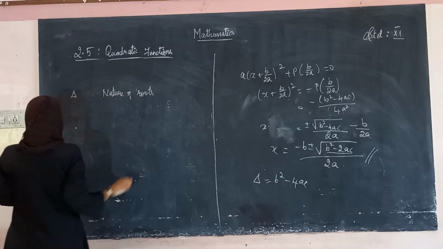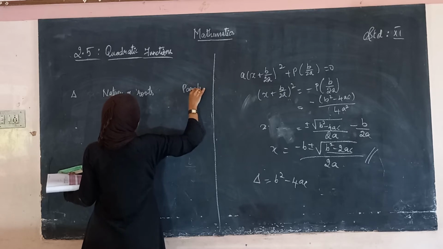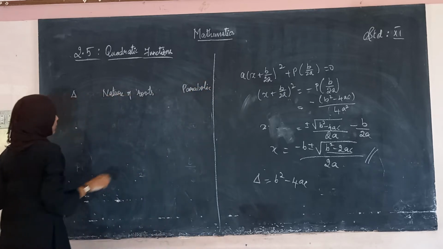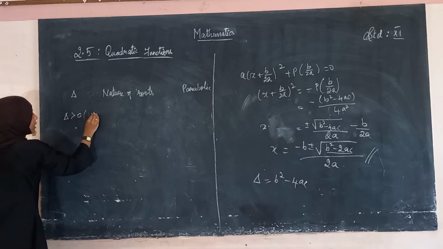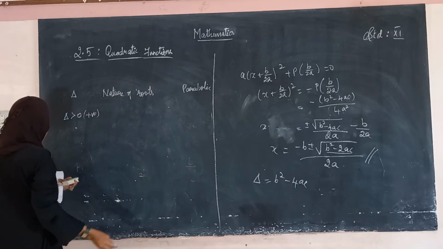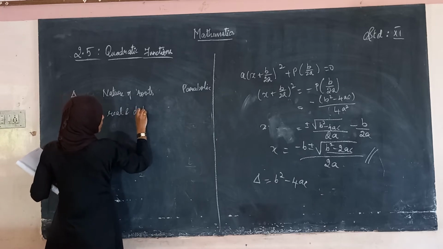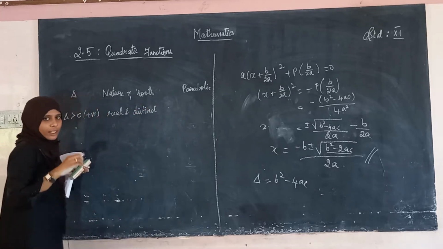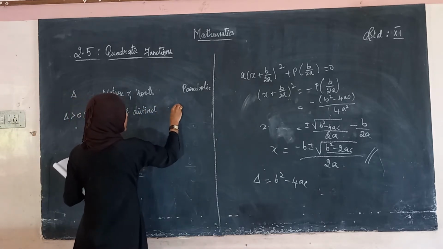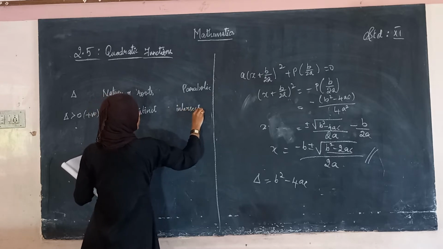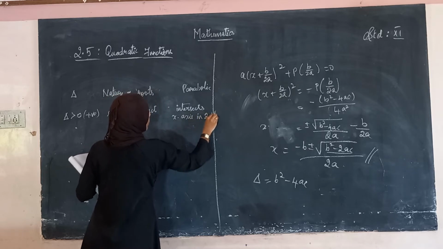This is the nature of roots, and it is in terms of the parabola's axis. If discriminant is greater than 0, that is positive, it means the nature of roots are real and distinct. Distinct means unequal, that is two different roots we will have. Then the parabola intersects x axis in 2 points.